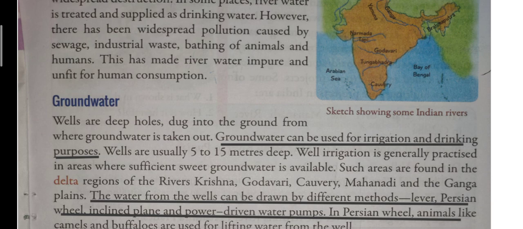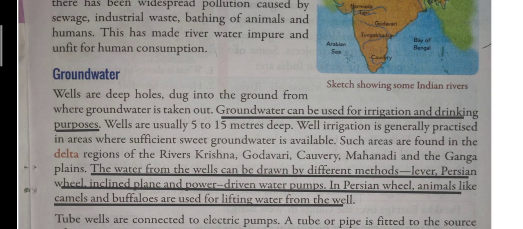Water from the wells can be drawn by different methods: lever, Persian wheel, inclined plane and power driven water pumps. In the Persian wheel, animals like camels and buffaloes are used for lifting water from the well.